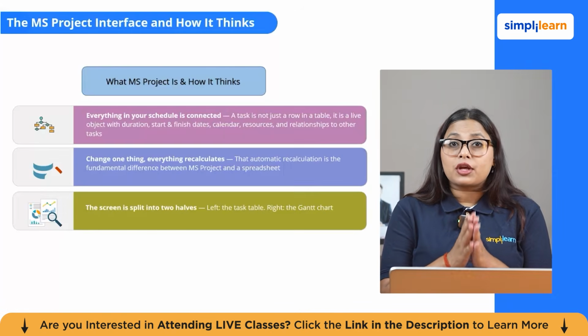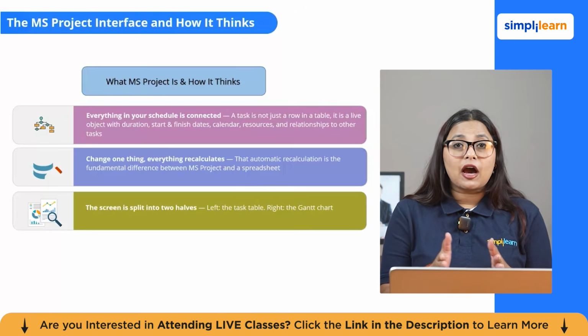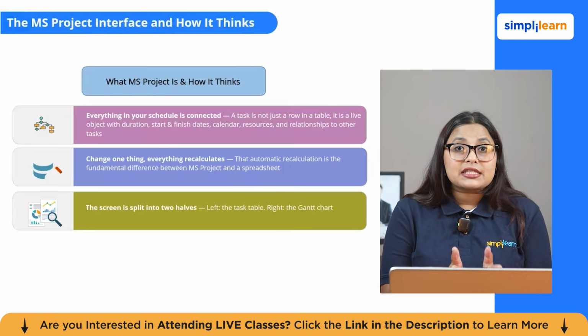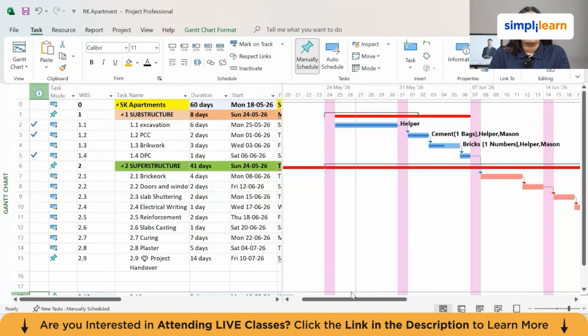The interface is organized around this idea. The screen is split into 2 halves, and the left half has a task table. This is where you enter your data: your task name, duration, predecessor relationships, assignments, everything. On the right, you have the Gantt chart, a visual timeline that reflects everything in the table in real time. The moment you type the duration on the left half, the bar appears in the right half. That visual feedback is how you know the scheduling is working.